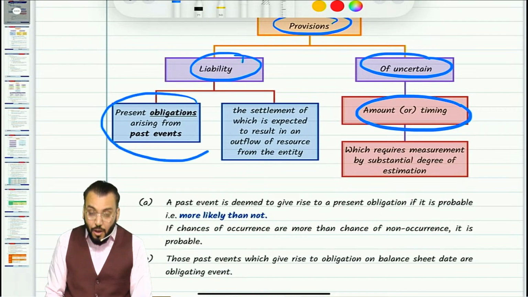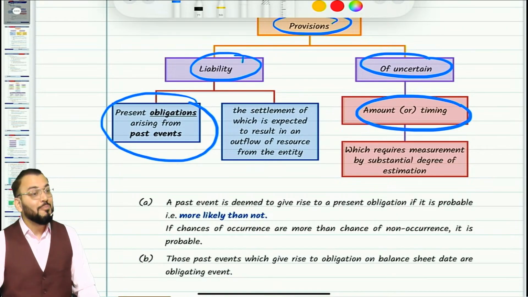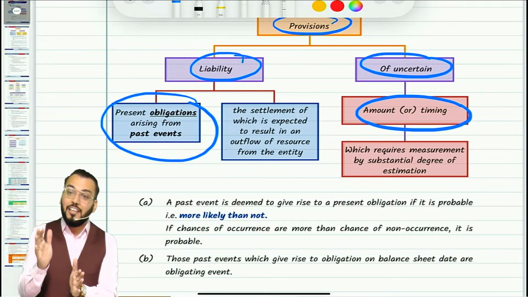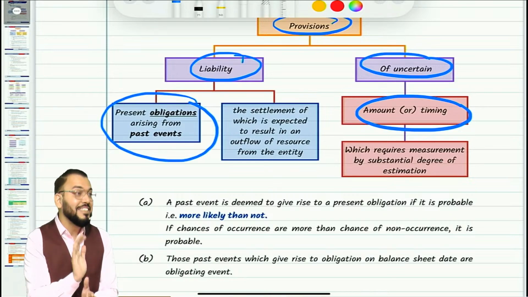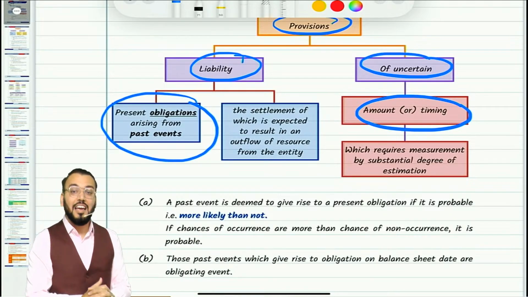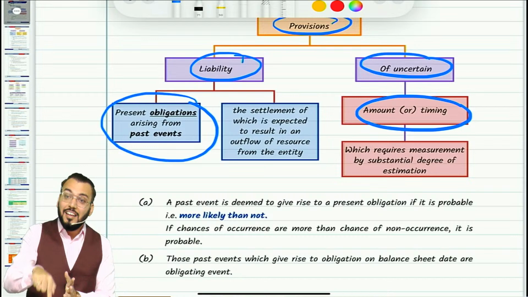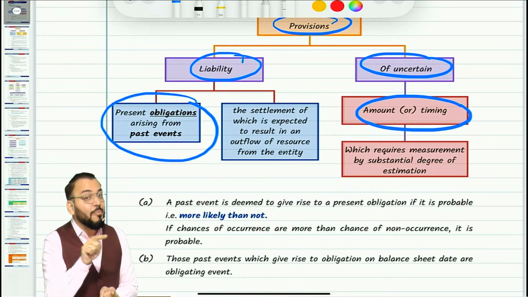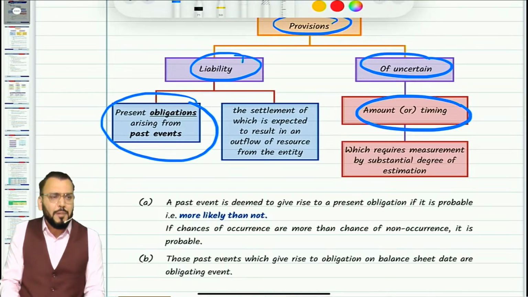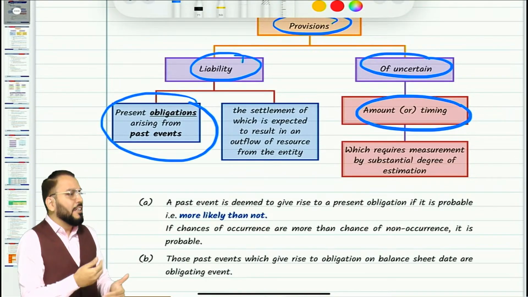So what is the meaning of liability? Liability is a present obligation arising from past event. One thing we have understood, obligation arising from past event, but all obligations are not liability. Only present obligations arising from past event are liability. Understood? So what is the meaning of present obligation?